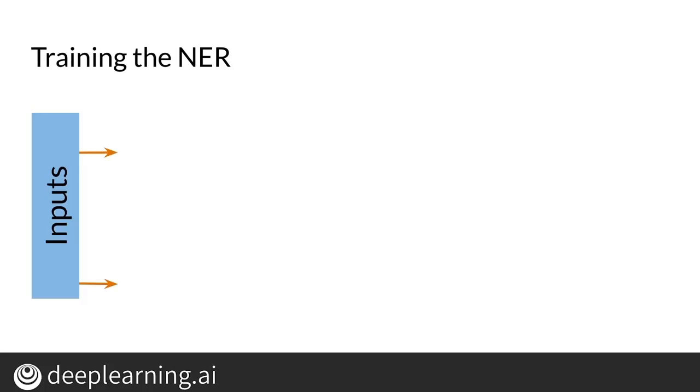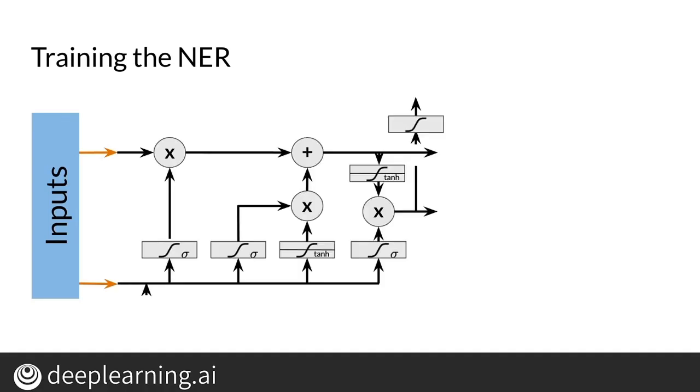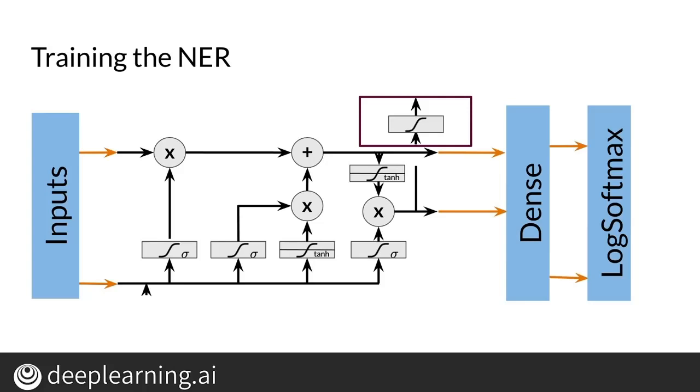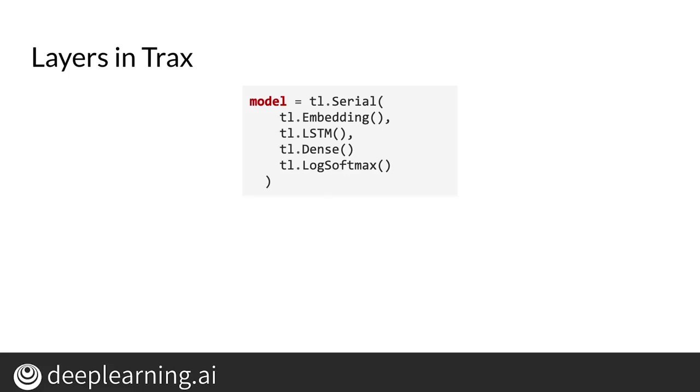Here are the inputs, which include the arrays you created when processing the data. You'll feed them through an LSTM layer, with its series of activations and element-wise operations, run the outputs of that through a final dense layer, which is a linear operation on the input vectors, and then you compute a log softmax to get the corresponding output. Here's what the layers might look like when you're implementing them in this week's assignment. For your dense layer, you'll want to pass in the dimensions of the tags arrays you just created.